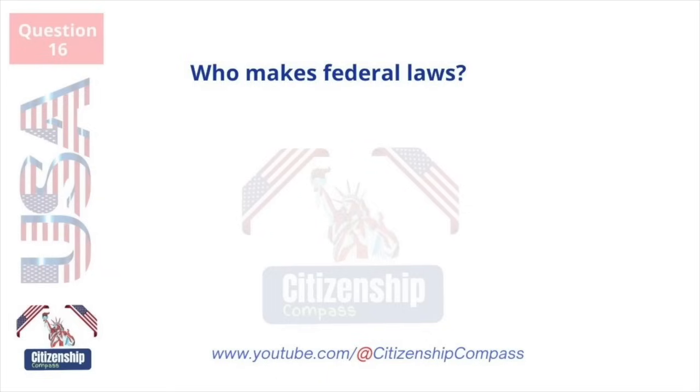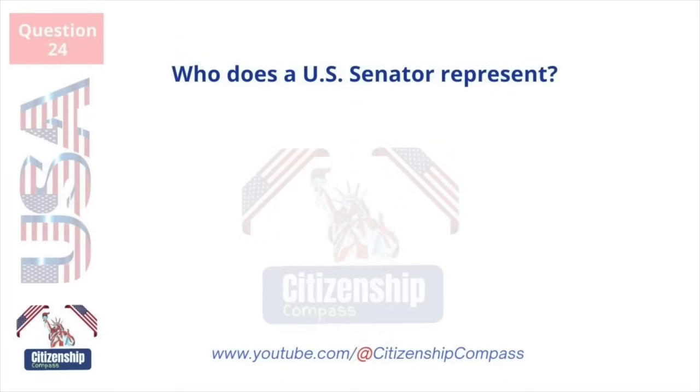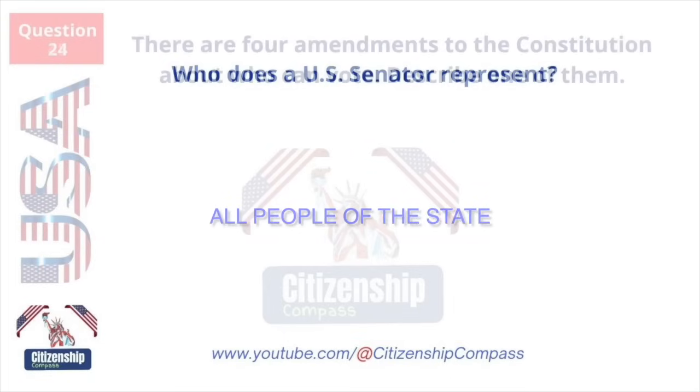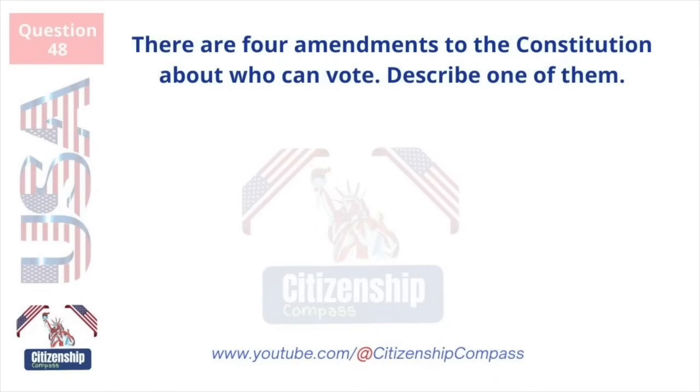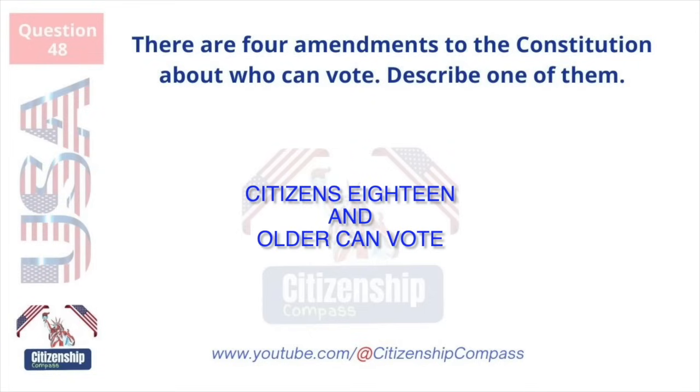Who makes federal laws? Congress. Who does a U.S. senator represent? All people of the state. There are four amendments to the Constitution about who can vote. Describe one of them. Citizens 18 and older can vote.